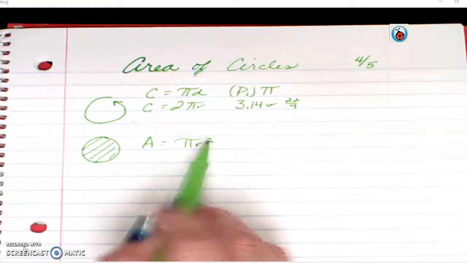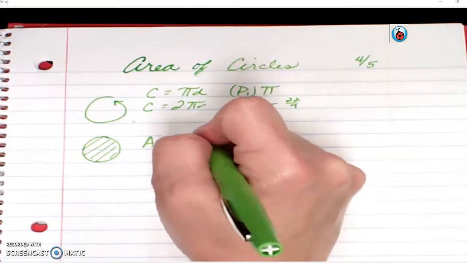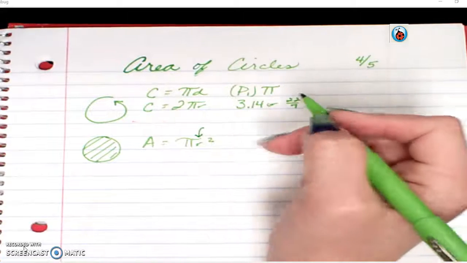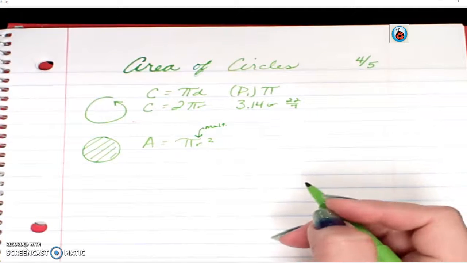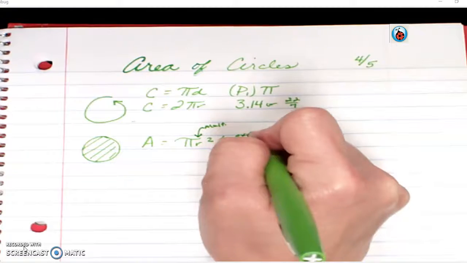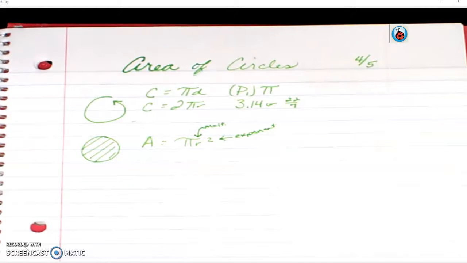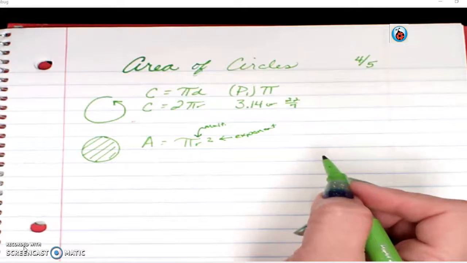Now remember your PEMDAS, your Please Excuse My Dear Aunt Sally. Right now, between those two things, there's no sign. That means to multiply. Well, here you have an exponent. Which should you do first? Well, order of operations says that you do your exponents before you multiply.